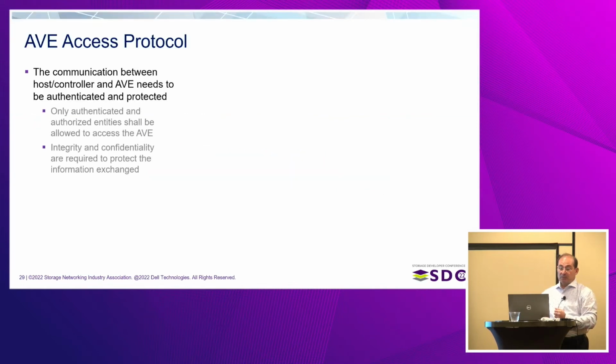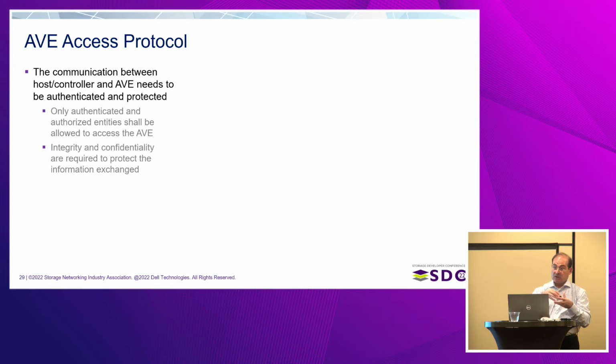We need to have a communication authenticated and protected, because of course now the authentication verification entity is a database of all the keys of your fabric. It has to be very well protected. So only authenticated, authorized entities are allowed to access the AVE, so only the entities that are listed in the AVE database. And you need to have integrity and confidentiality to protect the information exchanged.